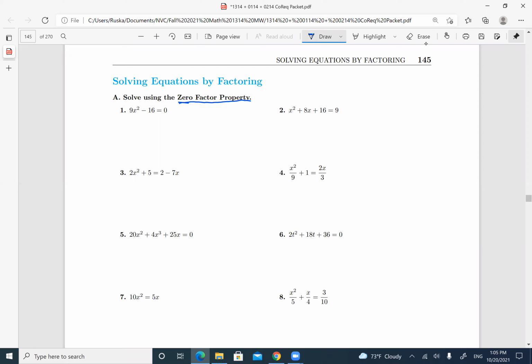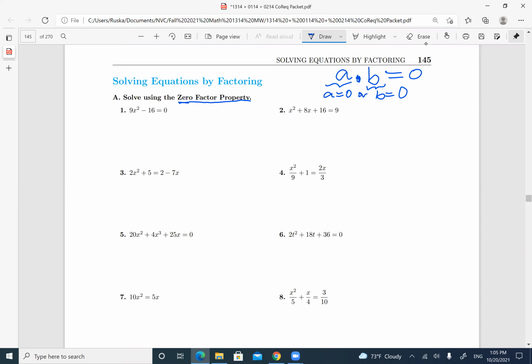This property says if I have a product of two factors multiplied, I'm just going to write it like this: if A times B is equal to 0, that means A could be 0 or B could be 0, right? This is kind of common sense, because when you multiply 0 by anything, it's going to be 0, right? So that's the rule we're using, the zero factor property.